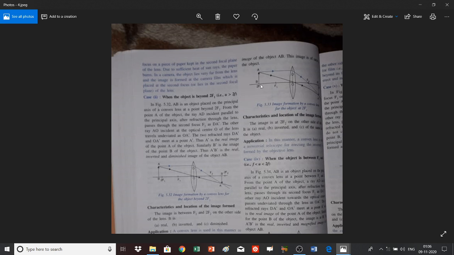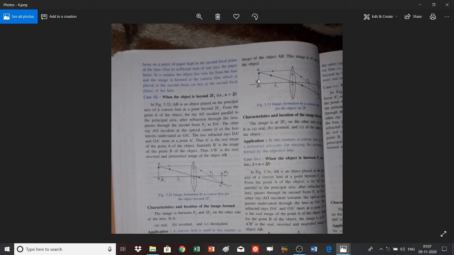You take another point here which is twice that of OF1, that is, the distance of this point, say it is point B, from the point O is 2f, and you place here an object AB. So the object placed in this case is at a distance which is just twice the focal length.